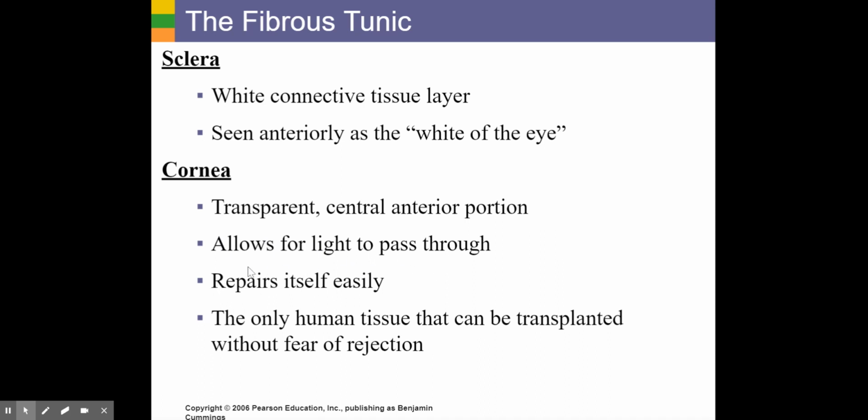It actually can repair itself. So you might have heard of anybody getting a scratched cornea, and then usually for a day or two, they have to wear an eye patch. But that eye patch allows that cornea then to heal. Usually a scratched cornea can make people very sensitive to light, and pulling that light away allows that tissue to heal. It's one of the only tissues in our body that can actually be transplanted without fear of rejection. So they can actually go in, somebody who's got, say, cataracts.